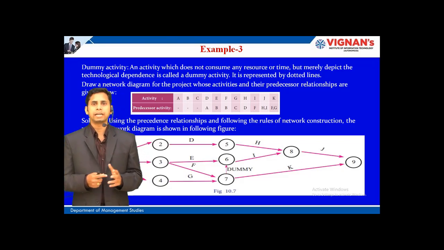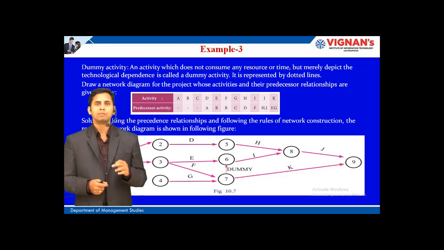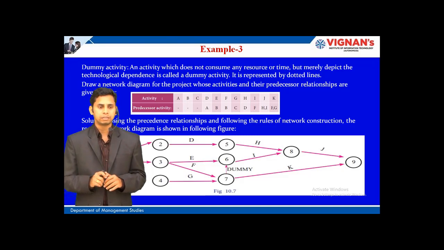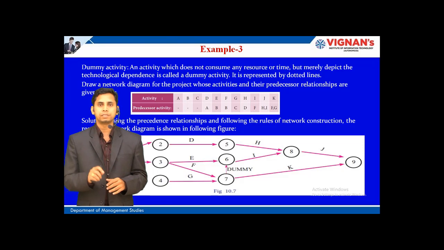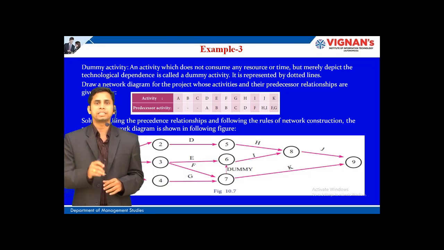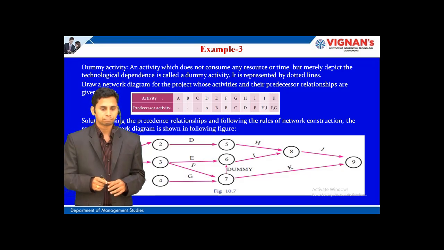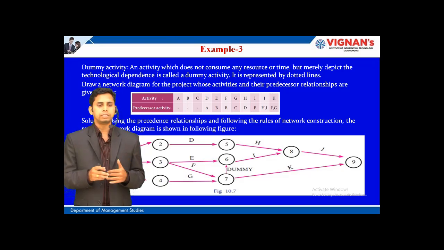A dummy activity is a kind of activity where no work is done, so the duration of this dummy activity is 0. An activity which does not consume any resource or time, but merely depicts the technological dependence, is called a dummy activity. And it is represented by dotted lines. It's not represented as a solid line. A solid line is always indicated for an activity, but for the dummy activity, a dotted line will be indicated. Now draw the network diagram based on this given information.